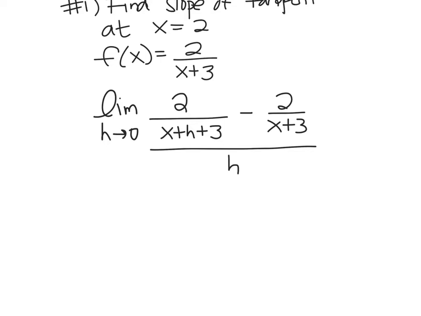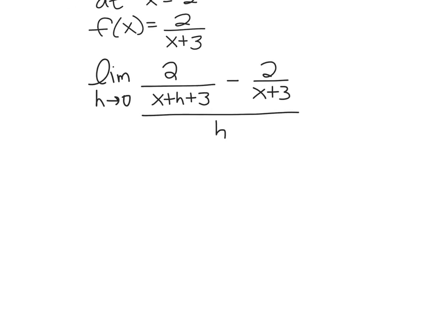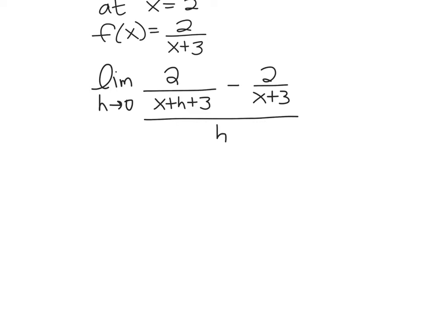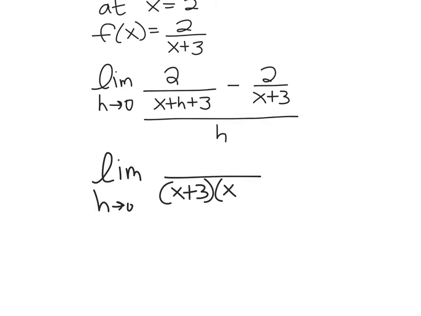Now, if you were to plug in 0 for h right now, you would get 0 over 0, which is bad. So what we're going to do is we need to do some algebra to get it to something that we can plug h equals 0 into. So we need to get a common denominator in our numerator. Yeah, were you thinking that? All right, so our common denominator up top is going to be an x plus 3 times an x plus h plus 3.